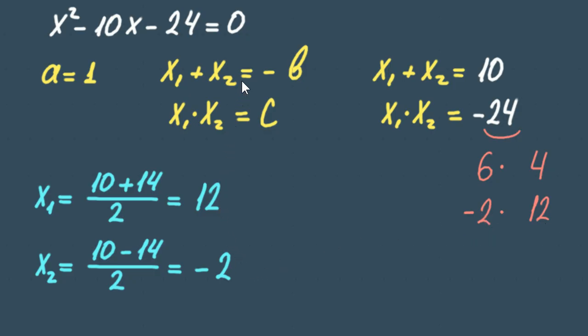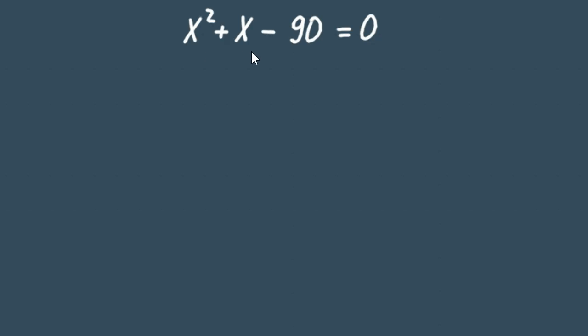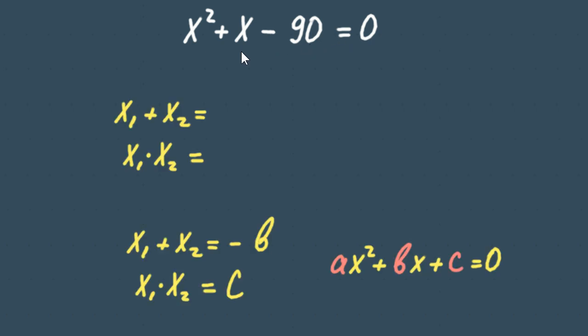The following equation, I suggest you first try to solve on your own, using first the Vieta theorem, and then the quadratic formula. And I show you the solution. The coefficient b here is 1, which means the sum of the solutions of the quadratic equation will be negative 1.